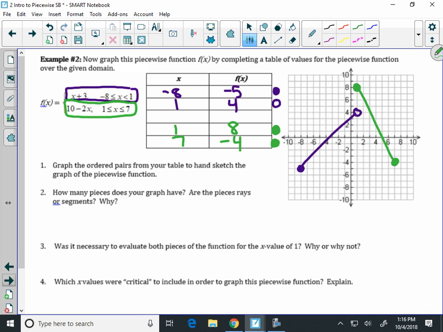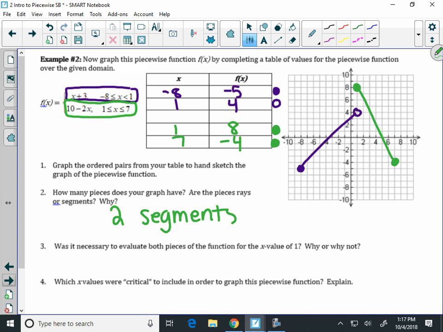Now, how many pieces does this graph have? 2. It has 2 segments. Again, we've talked about the reason, because the domain for each piece has 2 endpoints. So there are 2 segments on this graph. Now, we haven't really talked about this yet, but if I'm going to have just an open dot here, because 1 is not actually included in the domain for the first equation, why do you think I still need to put it on my table and then put it on my graph?